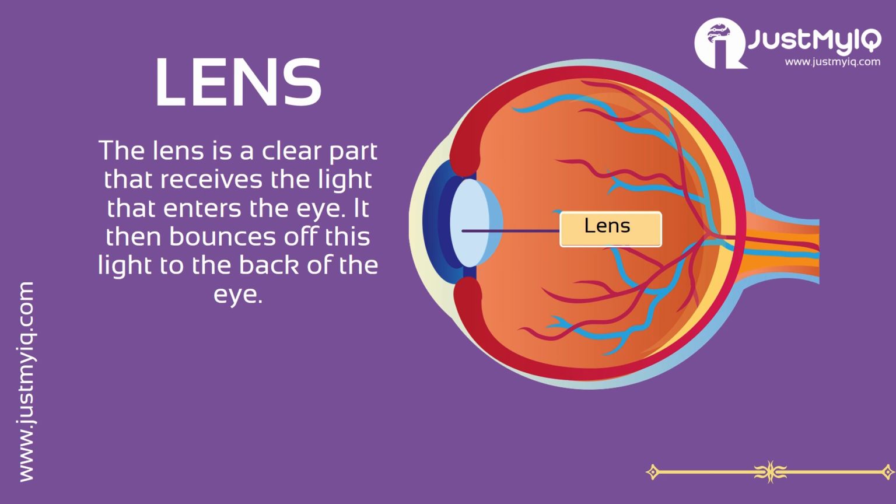When we look at distant objects, the lens becomes thin and flat. When we look at nearby objects, the lens becomes thick and curved. This automatic adjustment allows us to see clearly at different distances, near or far.